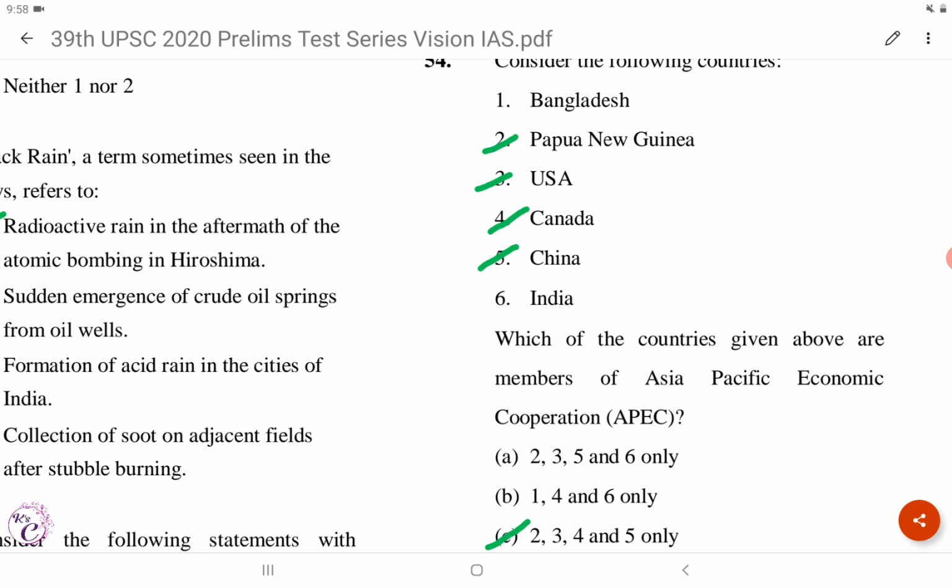The founding members of APEC were Australia, Brunei, Canada, Indonesia, Japan, Korea, Malaysia, New Zealand, the Philippines, Singapore, Thailand, and the US. Okay, so these are the founding members. Then, since its launch, China, Hong Kong, Taiwan, Mexico, Papua New Guinea, Chile, Peru, Russia, and Vietnam have joined its ranks. Hence, option C is the correct answer.